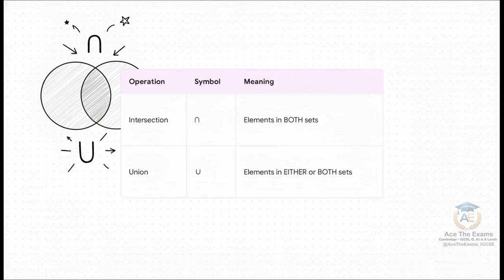Second is the union, symbolized by an upward-facing U. The union is the generous or. It scoops up absolutely everything. If you're in the first circle, the second circle, or the middle overlap, you are part of the union.